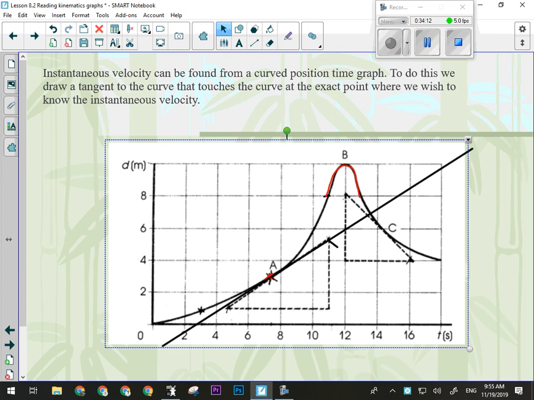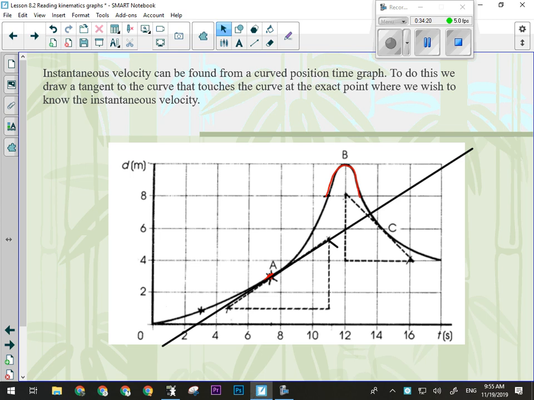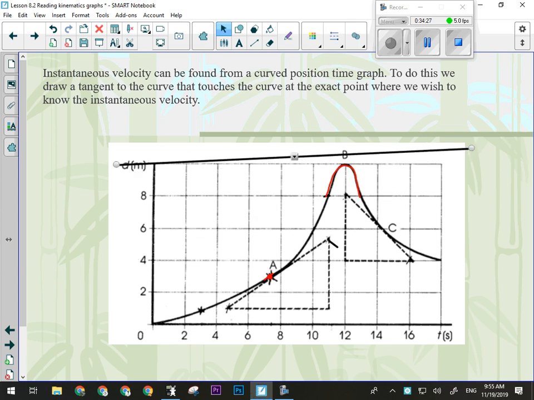In fact, if I was to do this up here at B, what would the slope of that line be? Zero. Right? So, if we do that, my tangent is horizontal. Which means that at that point, the object is actually stopped. Velocity is 0. See how physics always works? It just always works. All right, we're going to talk more about position time graphs tomorrow, as well as velocity versus time graphs tomorrow.